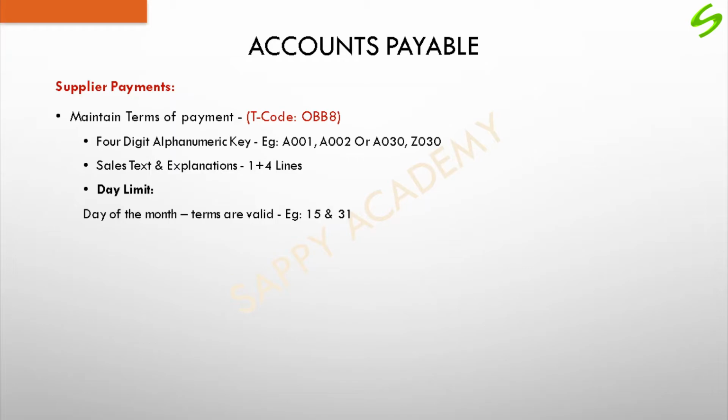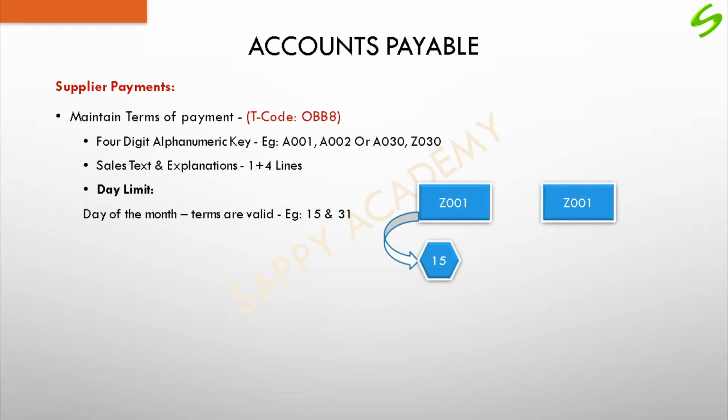Let us look at an example. Let's say I have a payment term Z001. I want to create 2 segments under one payment term. That means the payment term will be 1, but I'll have 2 different conditions using day limit.